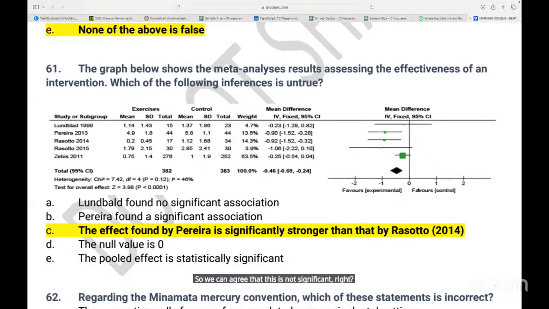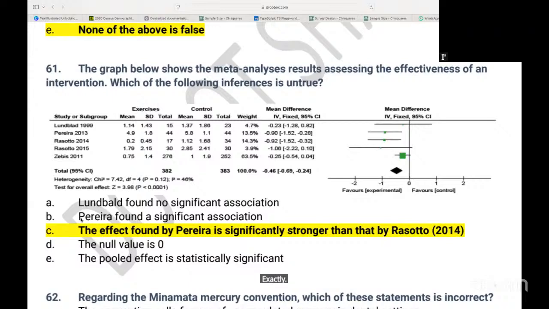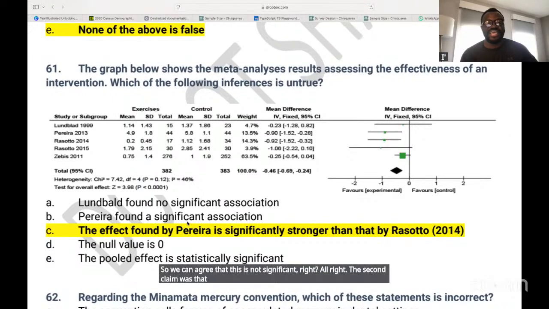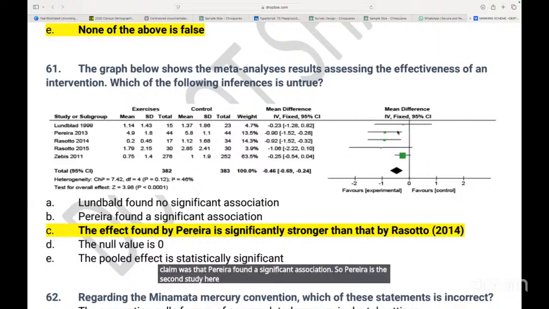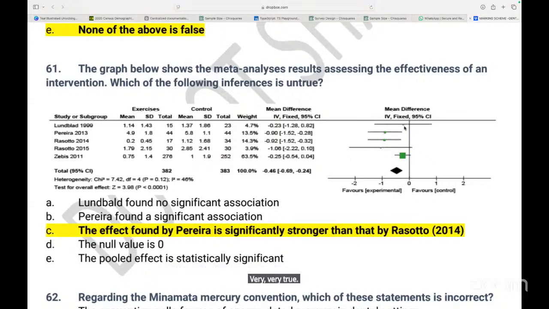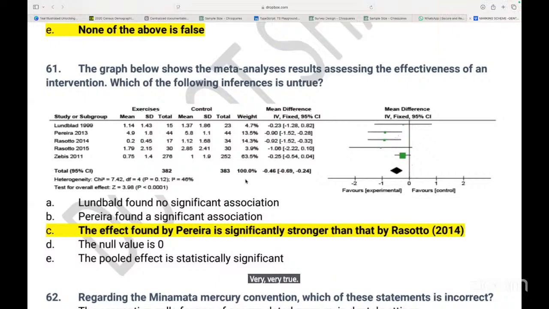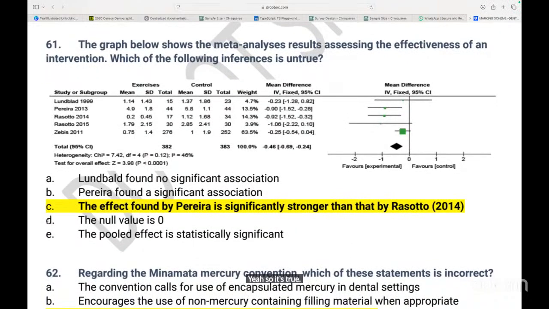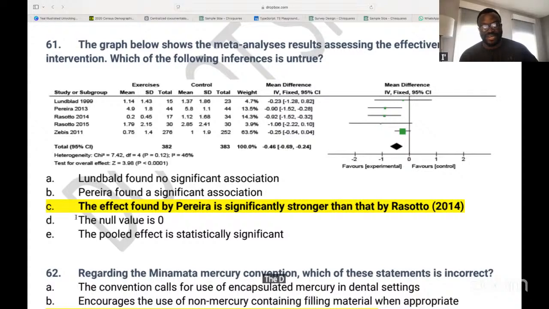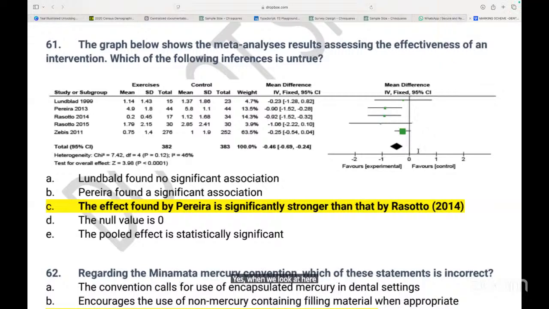Yeah, exactly. All right. The second claim was that Pereira found a significant association. So Pereira is the second study here. This is the result. Very true. It doesn't touch the null value, right? Yeah, so it is true. The D, well, let's keep the C for now. The D is the null value is 0. Yes, when we look at here, yes, null value is 0.